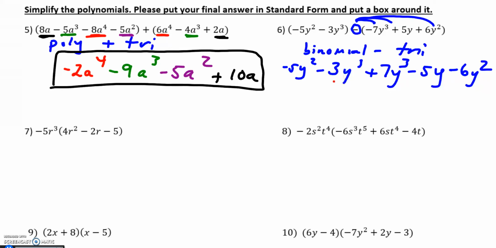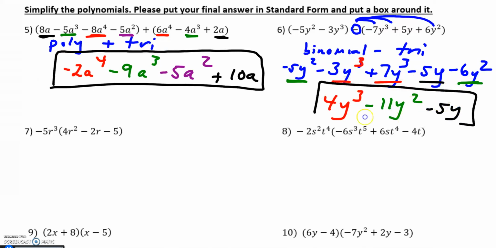So the highest power that I see is to the third. So negative 3y to the third plus 7y to the third is 4y to the third. I have negative 5y squared and negative 6y squared, so that's negative 11y squared. And then I just have negative 5y that would go at the end of the problem if it's put in standard form properly.